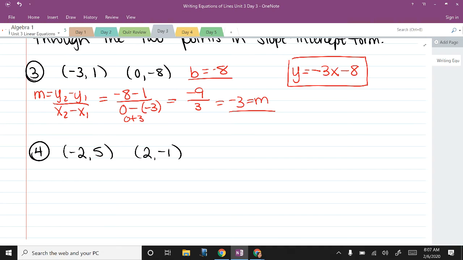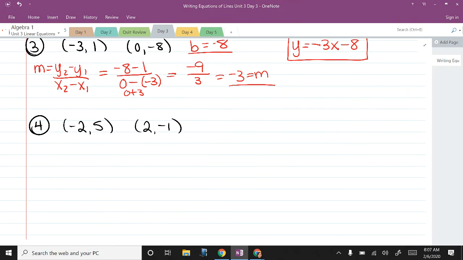This time, did they give you M or B? Nope, they didn't give you either one, did they? No. So we're going to have to do a little bit of extra work. So question, if we don't have M or B, either one, which one do we need to find first?